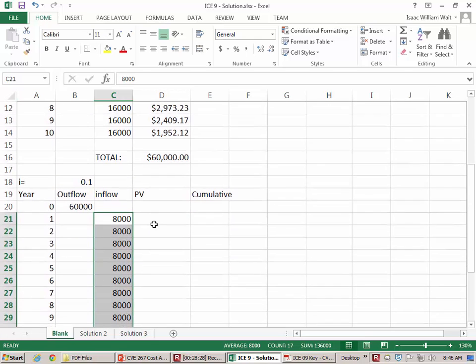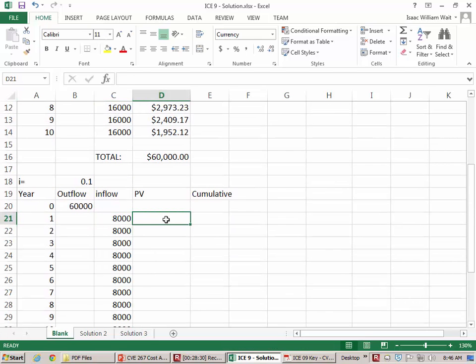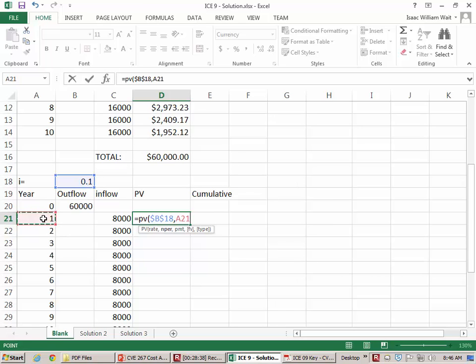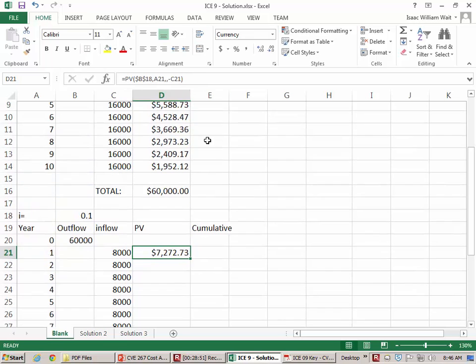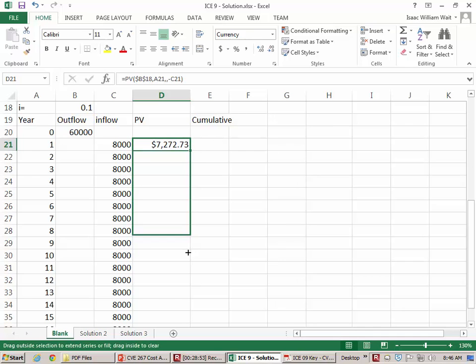We've already learned the PV function, so equals PV. It's going to be our interest rate. I'm anchoring it here with F4. The N is whatever year we're in. It's not a payment. This is a future value. And remember that I'm going to put the negative sign there because otherwise it always flips the amounts. So let's drag this down.